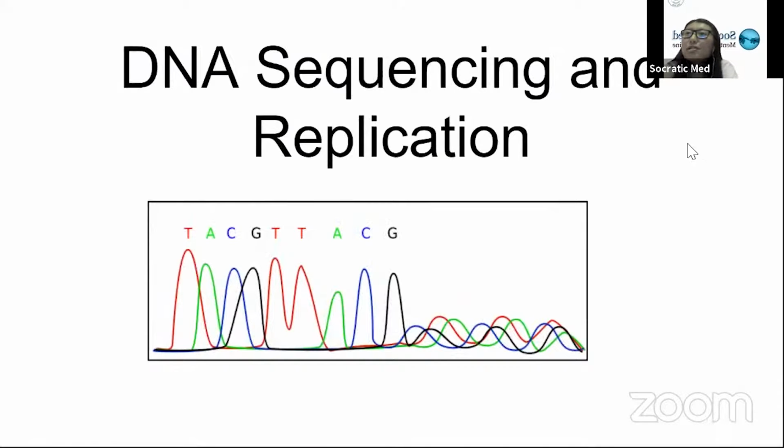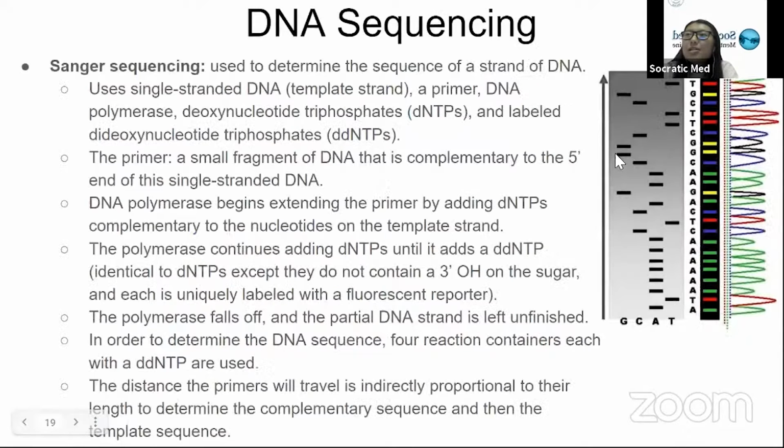Now we're going to go into DNA sequencing and replication. So I think the most important sequencing technique that you really need to know for the MCAT, I think the other ones are pretty low yield, so I wouldn't necessarily focus as much on those, is Sanger sequencing. Sanger sequencing is used to determine the sequence of a strand of DNA.